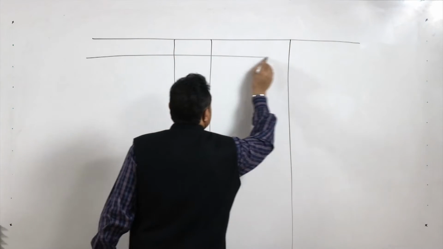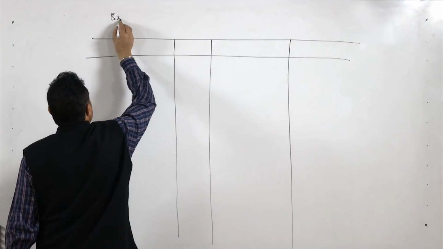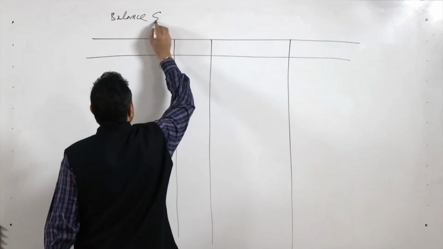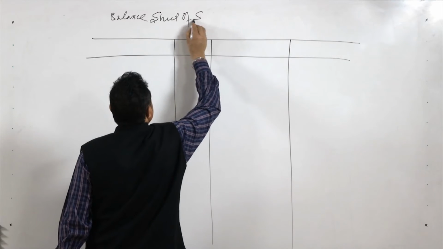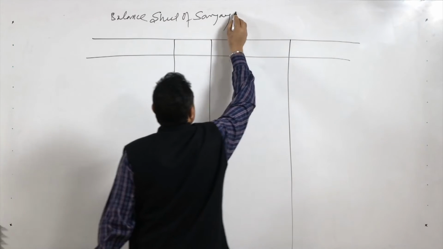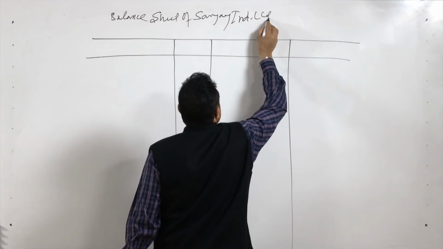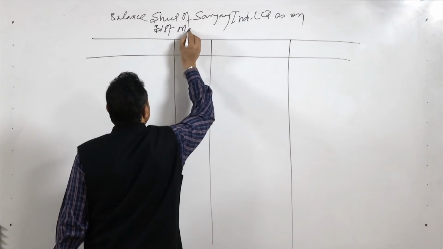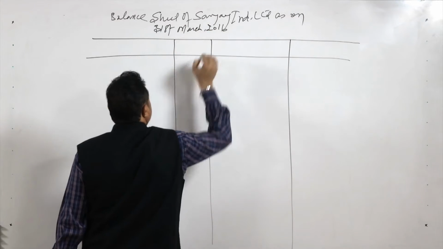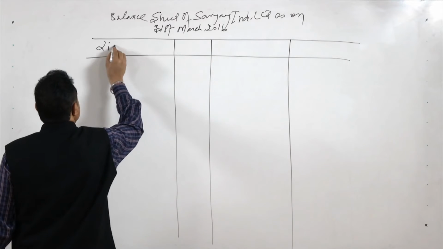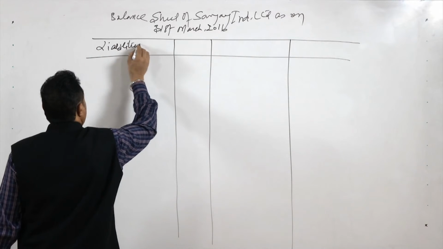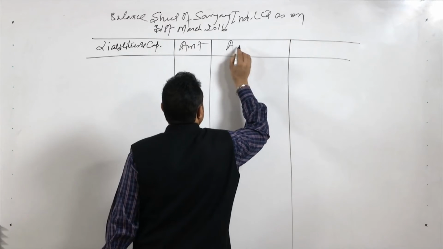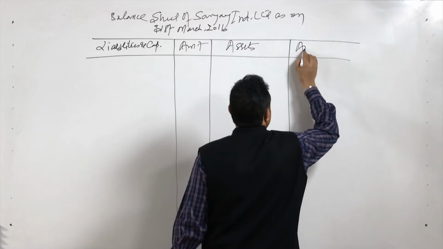So it is balance sheet. I am writing the title time and again, so you have to be very careful because this title is very important. Balance sheet of Sanjay Industries Limited as on 31st March 2016. So it is liabilities and capital, it is amount, this is assets and it is amount, right.